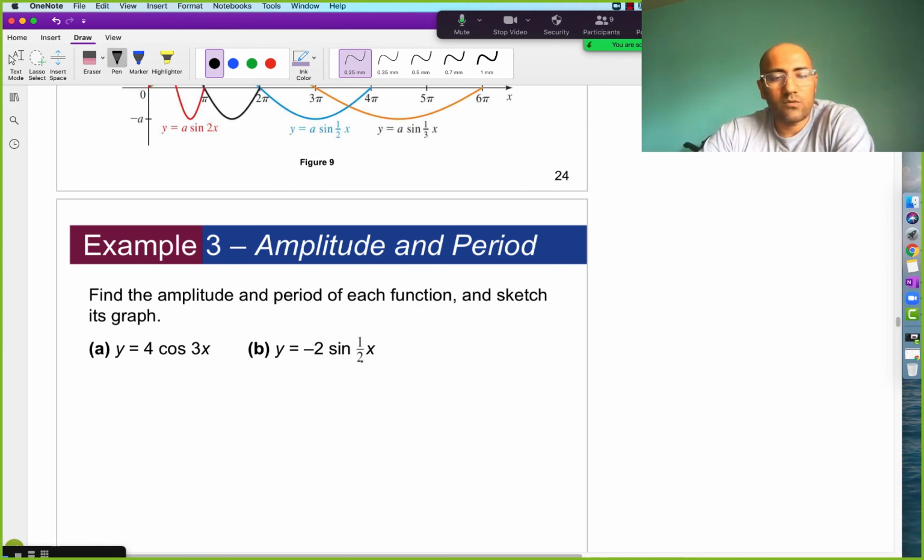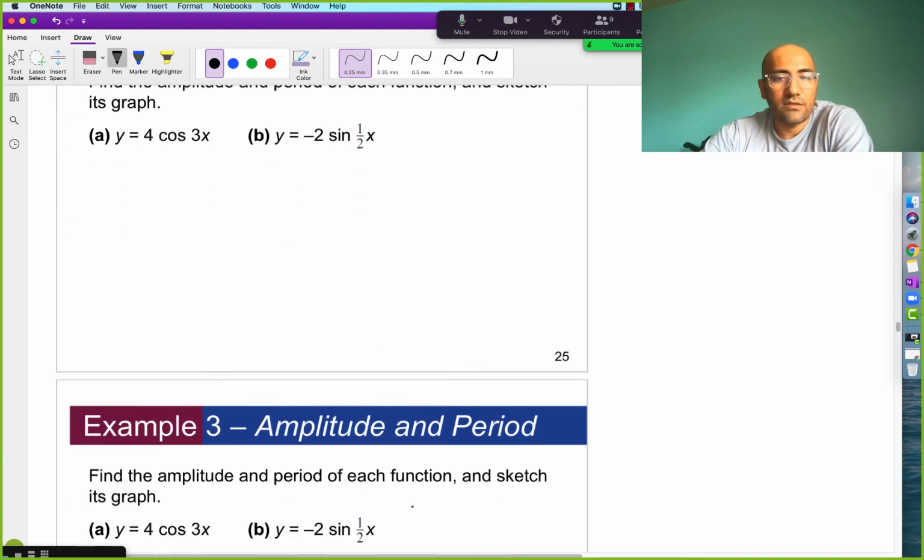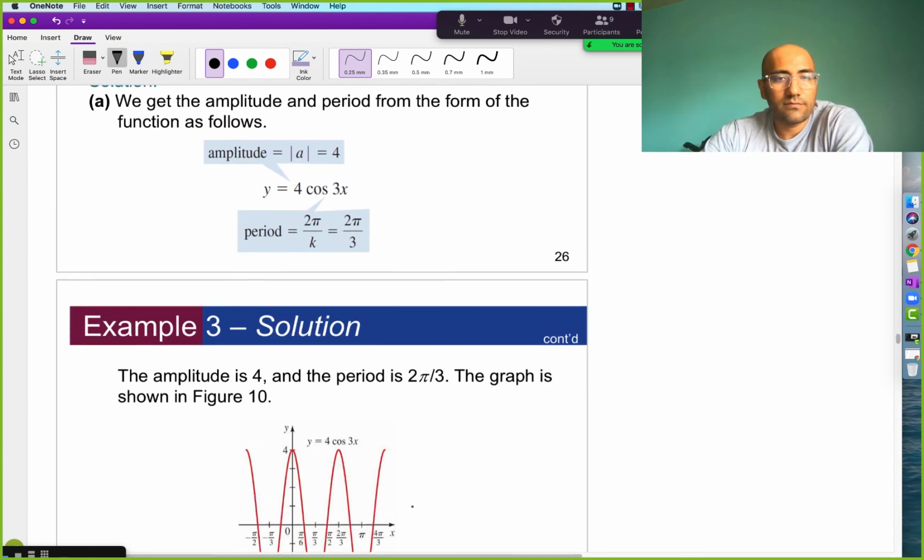Here, this 1/2 is going to be a horizontal stretching. It'll take it twice as long to complete the period. From 0 to 4 pi, or from 0 to 720 degrees, it'll complete one period of sine. The 2 is the vertical stretching, so it'll go up to a height of 2 and down to a depth of -2. And then this minus indicates that there is going to be a reflection about the x-axis. Okay, so let's take a look at those.